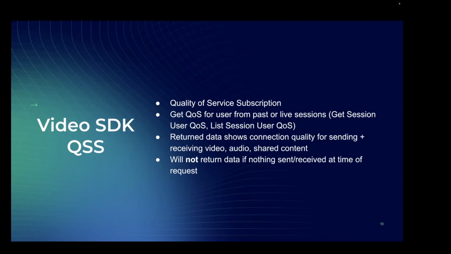Using Quality of Service Subscription, or QSS, you can use 2 different endpoints to get different pieces of data that show connection quality for sending or receiving video, audio, or shared content. Now, this will only return data if you've shared something. So if you haven't sent video or you haven't sent audio, then there's going to be blank data shown. But if you have, it is going to give data on the connection quality for those different things.